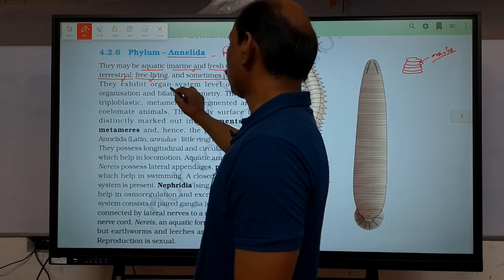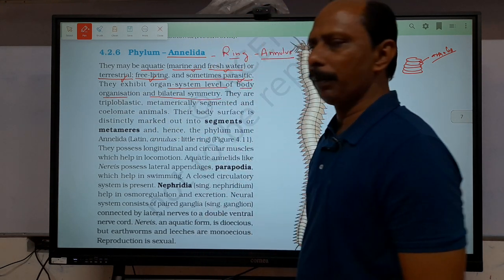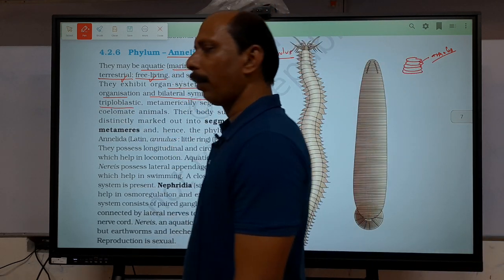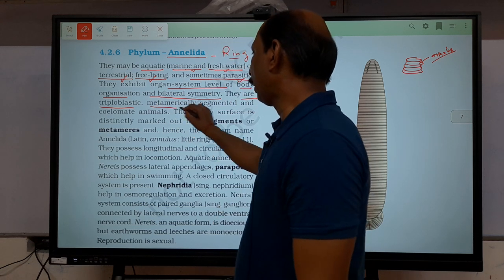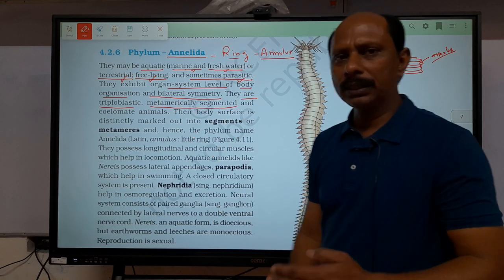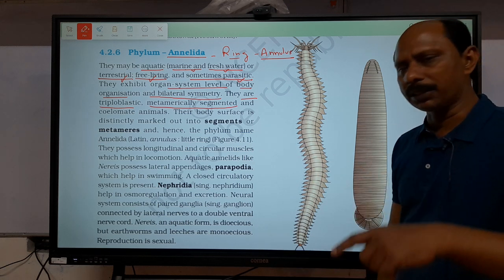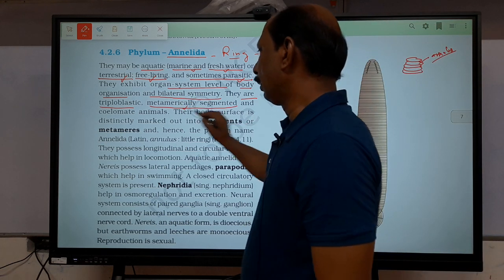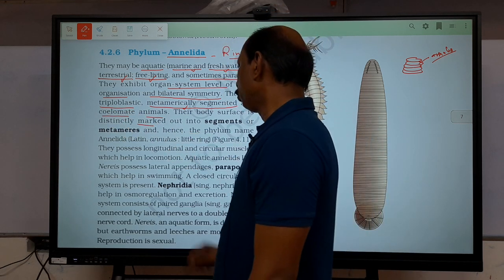They exhibit organ system level of body organization and bilateral symmetry. Symmetry is all bilateral symmetry, right? They are triploblastic, made up of 3 germinal layers: ectoderm, endoderm, mesoderm. Metamerically segmented body. Body is segmented, specific organs internally as well as externally. So they are called metameric segmented body. And coelomate animals, true coelom cavity is present, so they are called coelomate or eucoelomate animals.